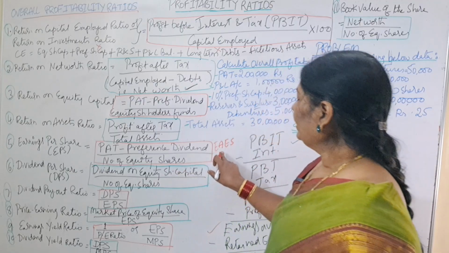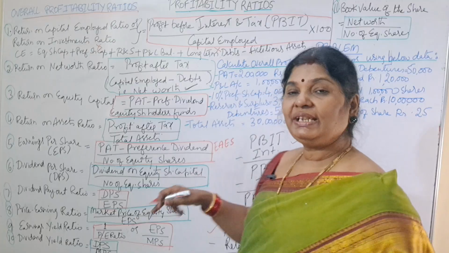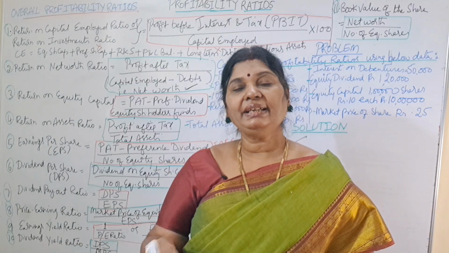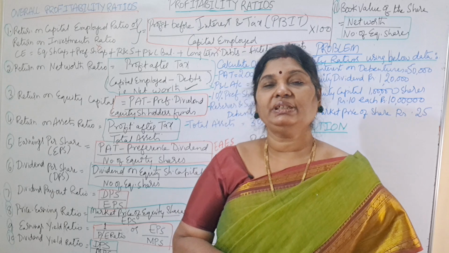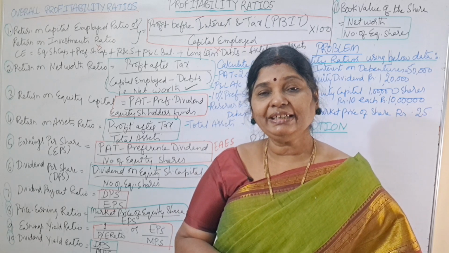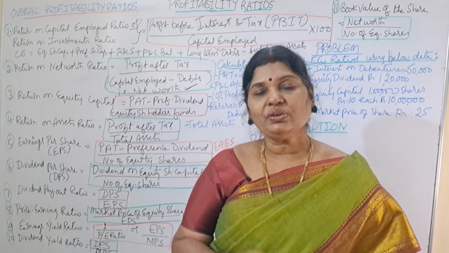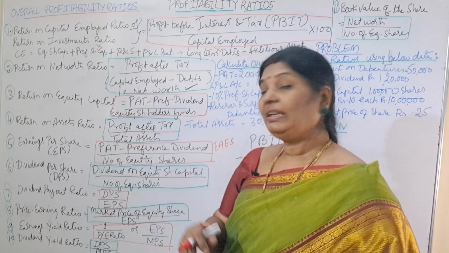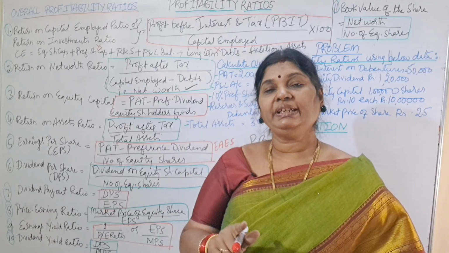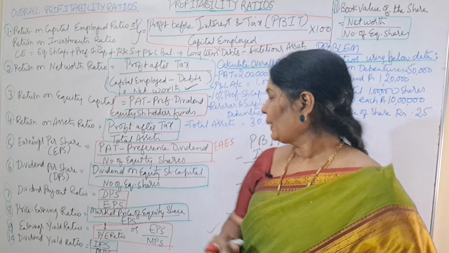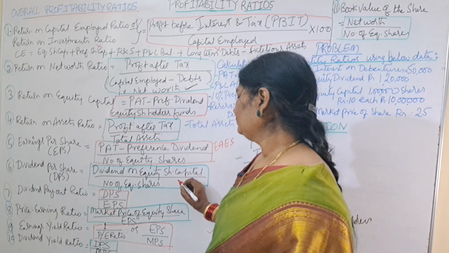Say for example, earnings available to equity shareholders is rupees 1 lakh and there are 100 shares. So on each share, how much will shareholders get? 1 lakh rupees divided by 100 shares means on each share they can earn 1000 rupees. So this is about EPS.